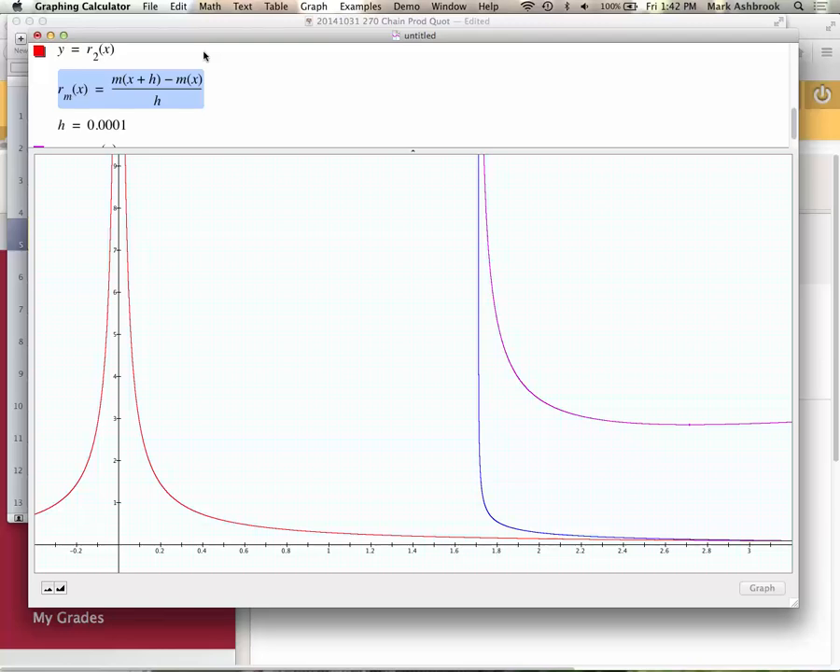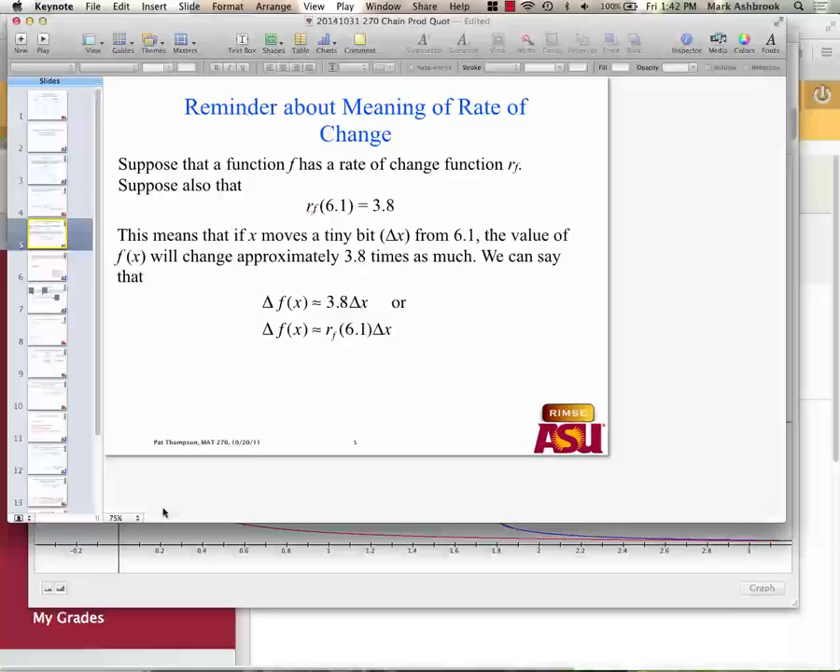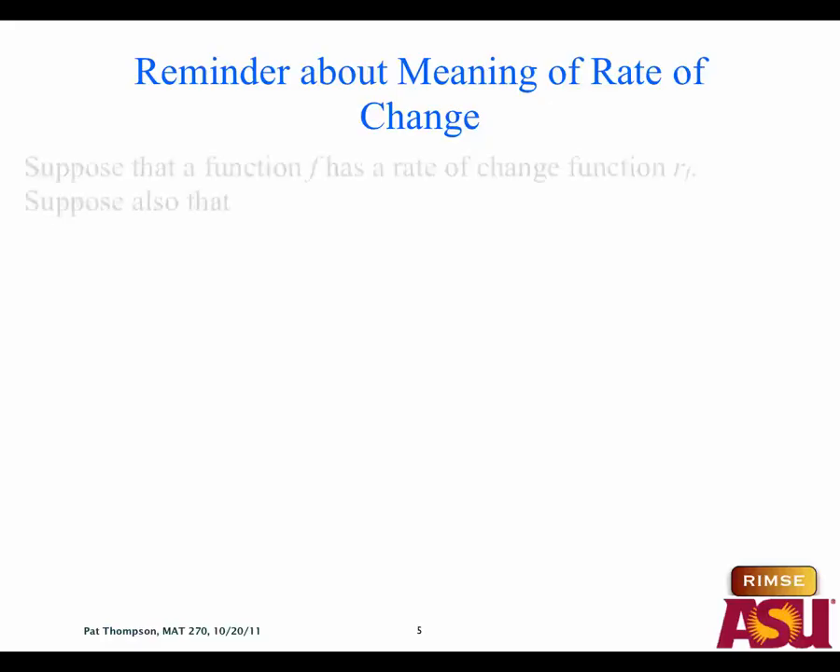M of x plus h minus m of x over h. So we need something else. We need something else. So let's take a look, investigate what's going on here with these composite functions.